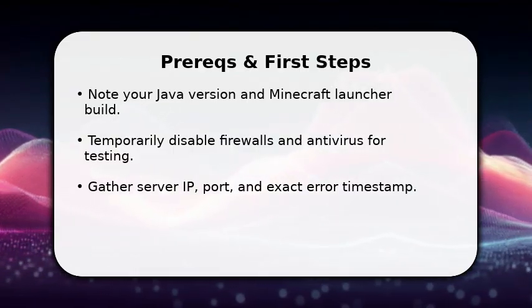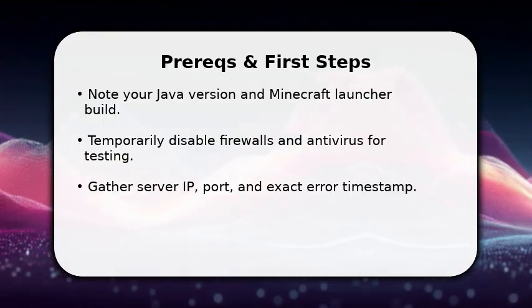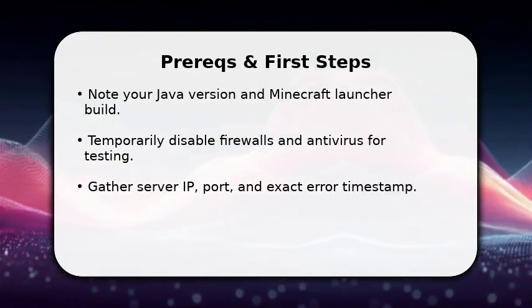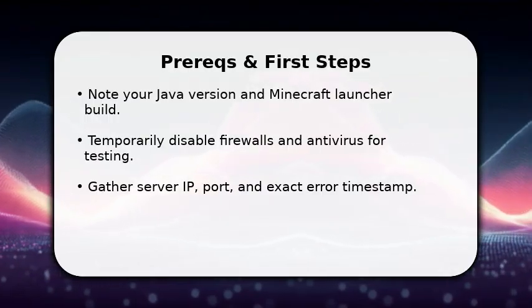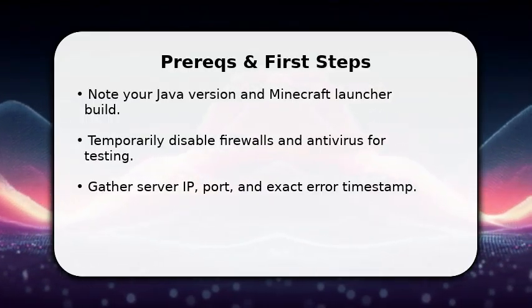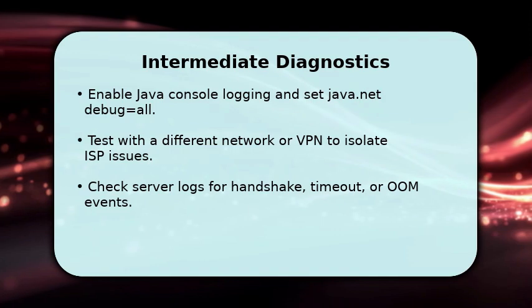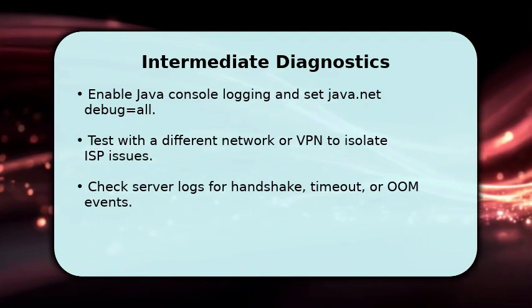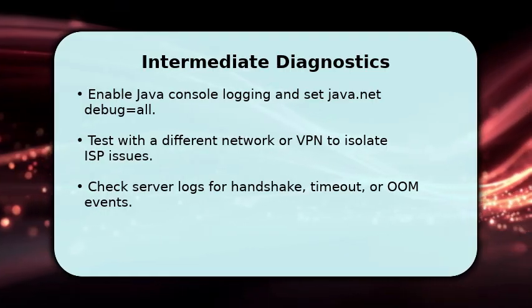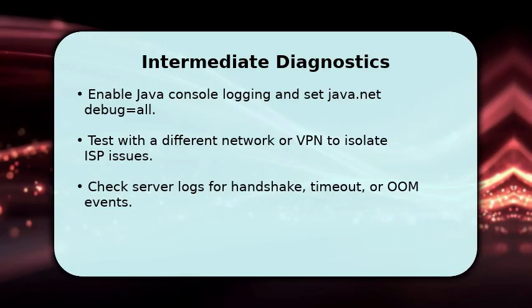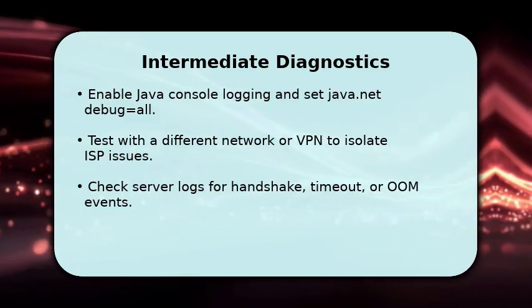Next, record the server IP, port, and exact time the connection reset occurred so you can correlate logs. Doing these steps now prevents wasted effort chasing unrelated causes later. You enable Java networking debug and launcher logs to capture the TCP handshake and TLS details, because the connection reset often shows up as an abrupt TCP RST in logs.